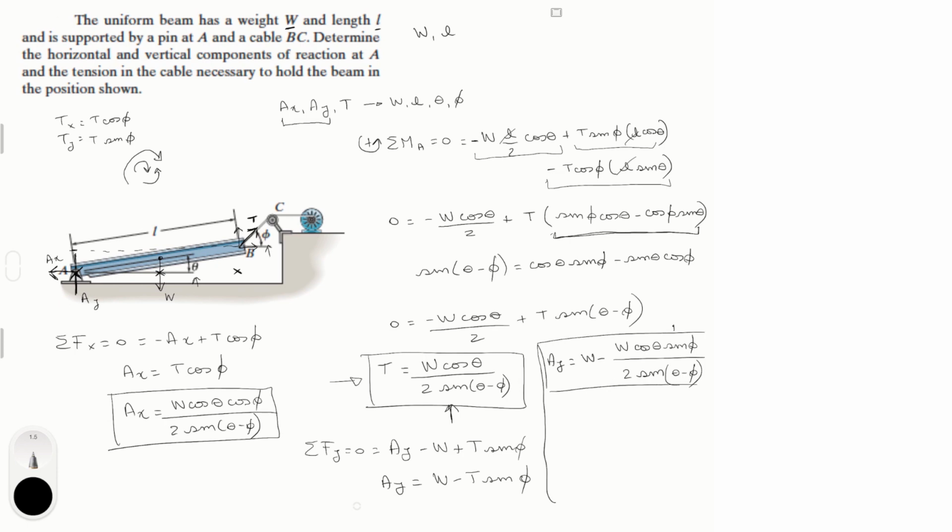So final answer for AY in terms of the weight, the length, theta and phi, although the length is not really there, and AX in terms of those four, and the tension in terms of the weight and the angles.